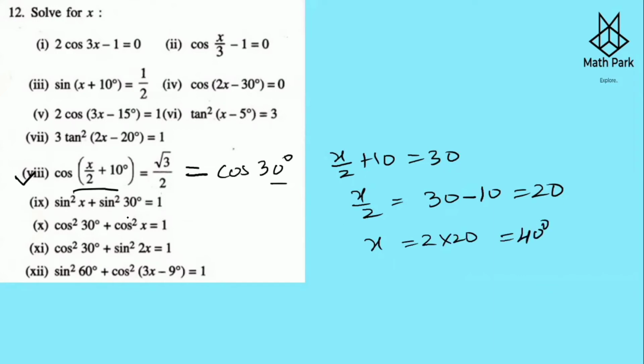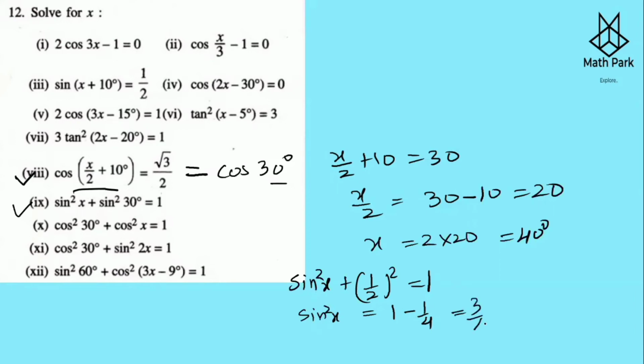Let us do the ninth part. So the ninth part is sine square x plus sine square 30 is equal to 1. So we will put the value of sine square 30. So we have sine square x and sine square 30, sine 30 is half, so half square is equal to 1. So we have sine square x is equal to 1 minus, this half square is 1 by 4, so 1 minus 1 by 4. LCM is 4. 4 ones are 4. 4 minus 1, we get 3 by 4.